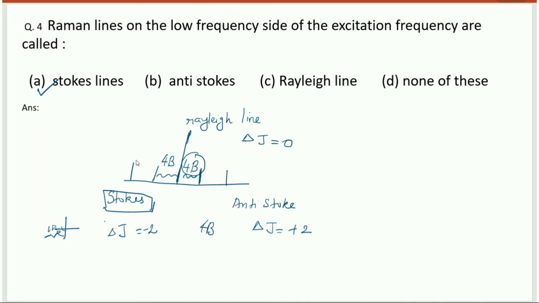So the points to remember are: Stokes lines are low frequency, and anti-Stokes lines are high in frequency. Delta J is +2 for anti-Stokes and delta J equals -2 for Stokes lines.